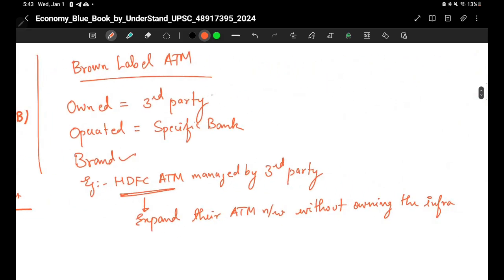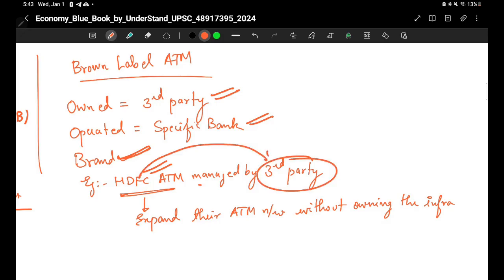Brown label ATM means it is owned by a third party but operated by a specific bank. It has a brand to it. For example, an HDFC Bank ATM managed by a third party, like HDFC is going to transfer the operation to a third party.